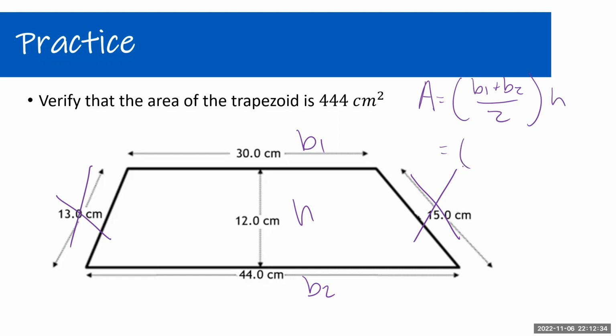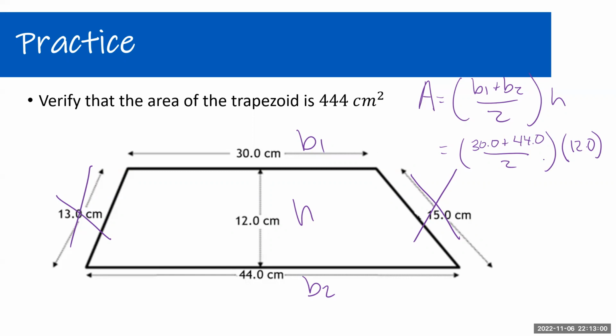So if we do that in our calculator, we are going to get 30.0 plus 44.0 over 2 times 12.0. These are all in centimeters, okay? I come from a scientific background where we usually sort out what our units are going to be, do the math, and then add back the units. If you want to do your units the whole way, that's fine also.